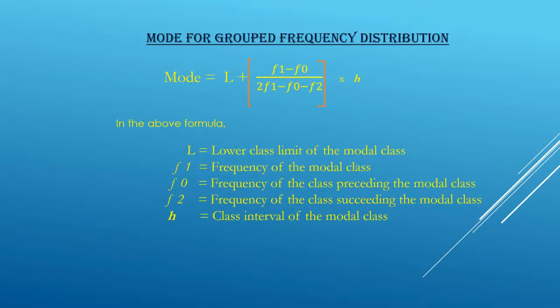Mode for grouped frequency distribution. That is, mode is equal to L plus (F1 minus F0) upon (2F1 minus F0 minus F2) into H. In the above formula, L equals lower class limit of the modal class, and F1 is the frequency of the modal class, F0 is the frequency of the class preceding the modal class, and F2 is the frequency of the class succeeding the modal class, and H is the class interval of the modal class.